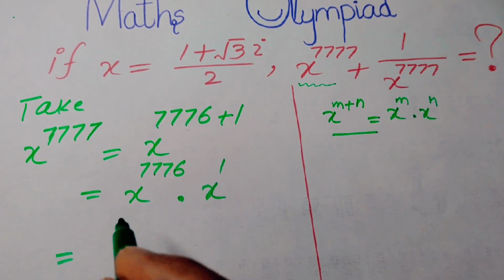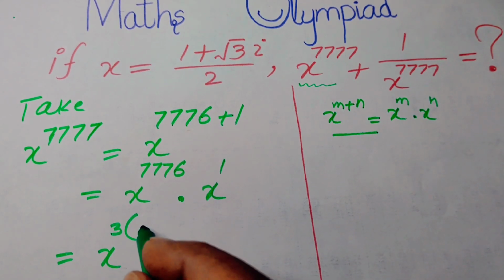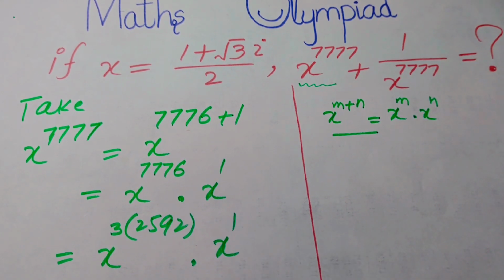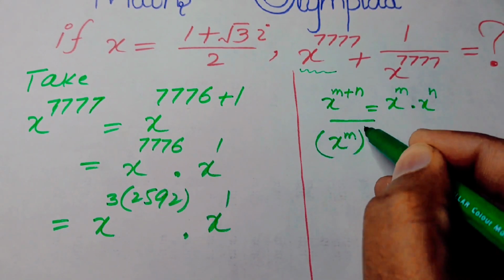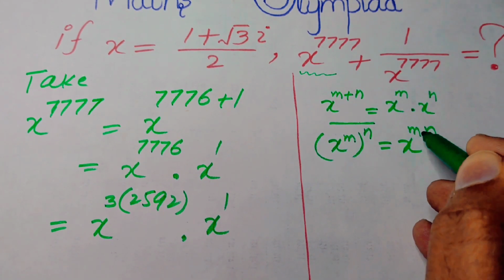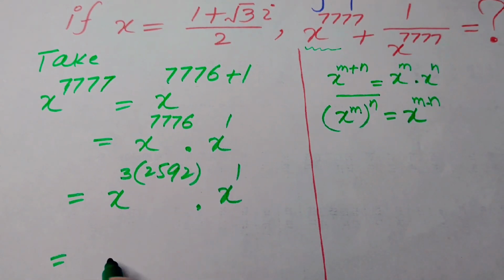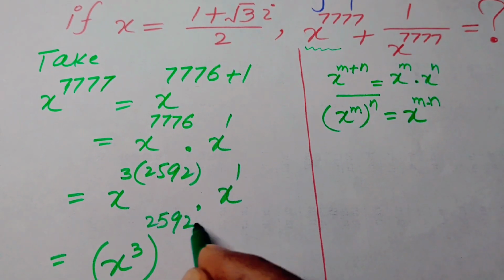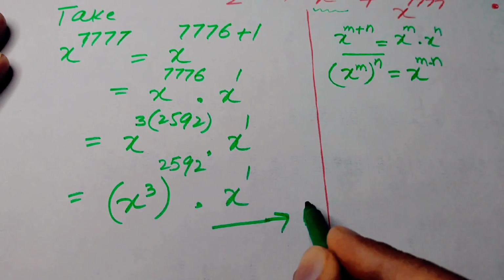Okay, after that again we will write x to the power of 7777 as x to the power of 3 times 2592 times x to the power of 1. So after that we will apply again this exponent law or power rule, and we know that if we have x to the power of m to the power of n, then it becomes x to the power of m times n. So we will just rewrite this expression in this form: (x to the power of 3) whole power 2592 times x to the power of 1, and I will name this equation number 1.